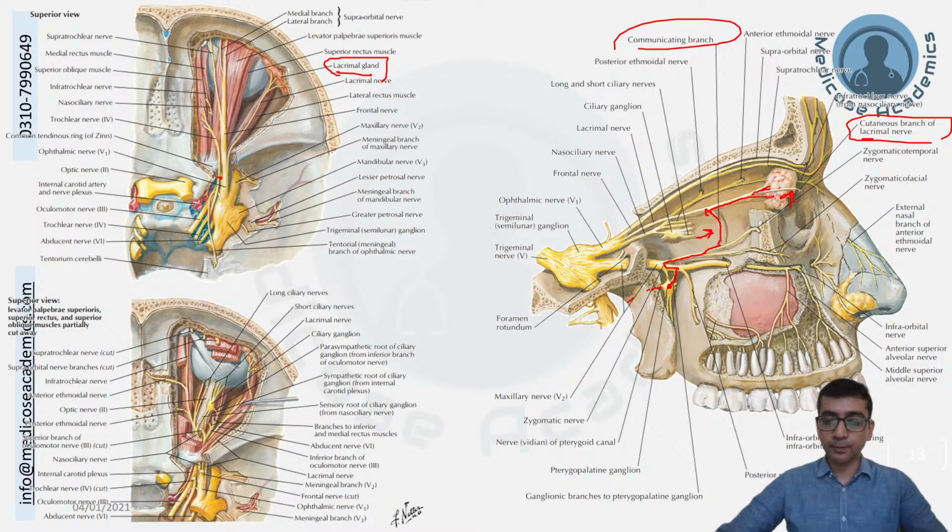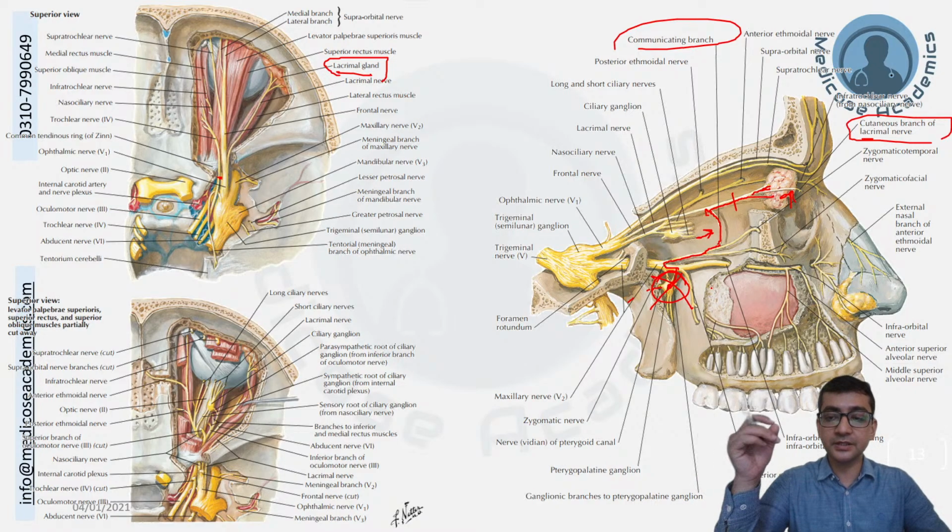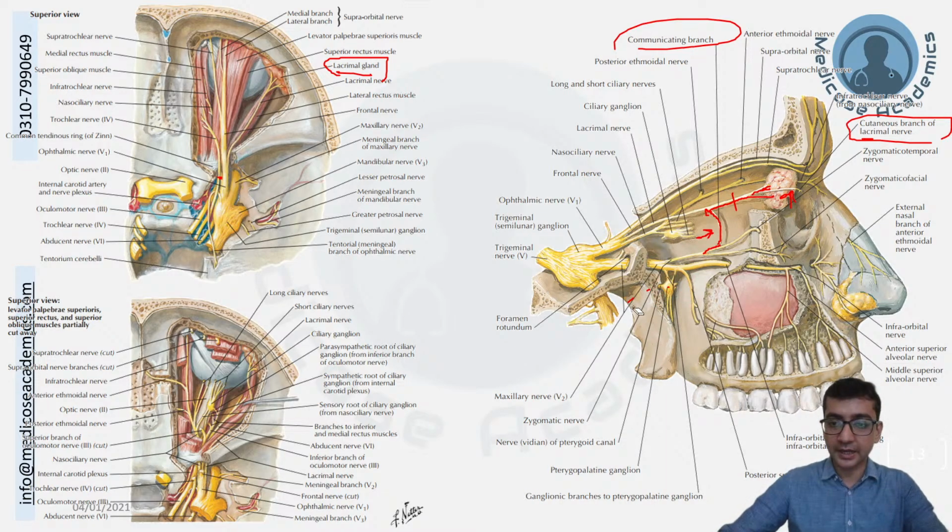So this pathway becomes important because any injury to the lacrimal nerve may lead to absence of tears in the eye, which leads to drying of the eye. Similarly, any injury here in the pterygopalatine fossa will lead to the absence of tears in the eye even when the lacrimal nerve is totally intact. The lacrimal gland will not be able to produce tears because it is not being supplied by this parasympathetic supply. So this is the supply of the lacrimal gland. This is all about the lacrimal nerve.